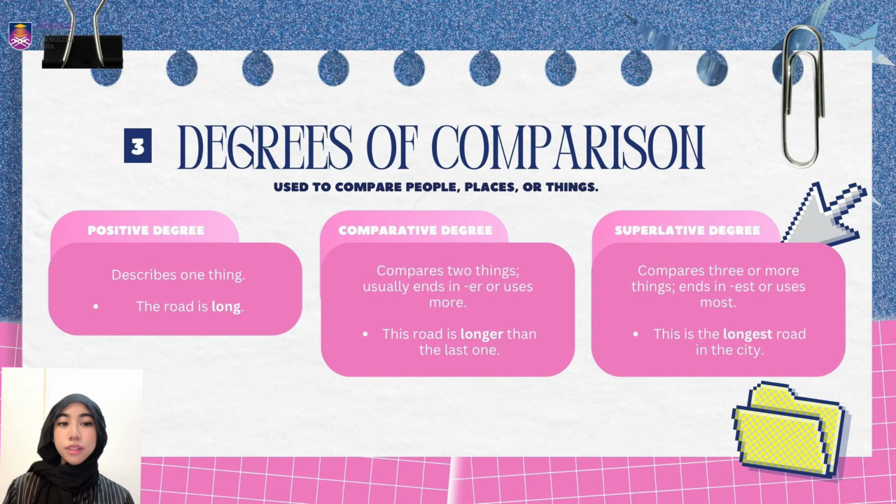And the comparative degree compares 2 things and usually ends in ER or uses more. For example, this road is longer than the last road. So ER is added to long to say that this road is longer than the road before. And the superlative degree compares 3 or more things and usually ends in EST or uses most. For example, this is the longest road in the city. So EST is added to the word long to describe that this road is the longest one out of all the roads in the city.